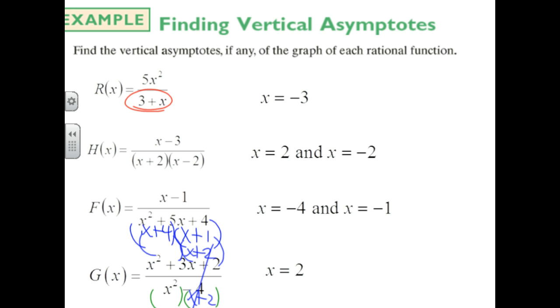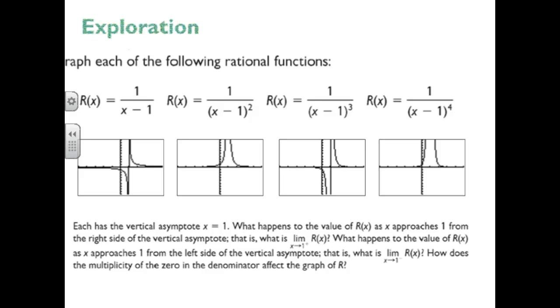So you actually have a hole at negative 2 comma something. And to find out where that hole is, I take that negative 2 and plug it into the remaining function. I'll show you an example of that as well. So remember, it's not a vertical asymptote if it's removable.